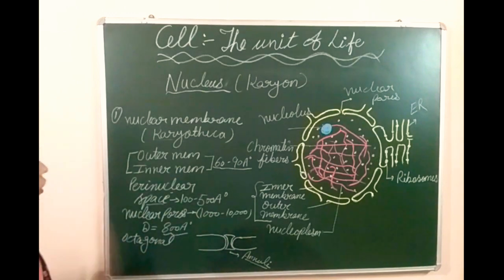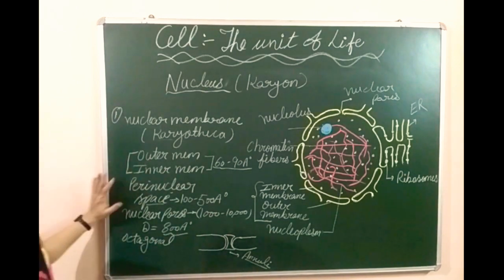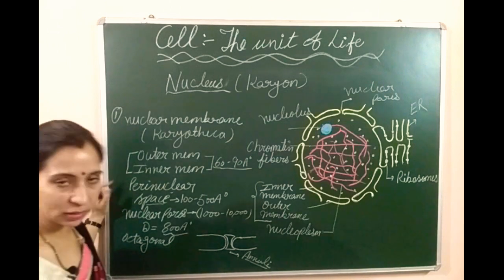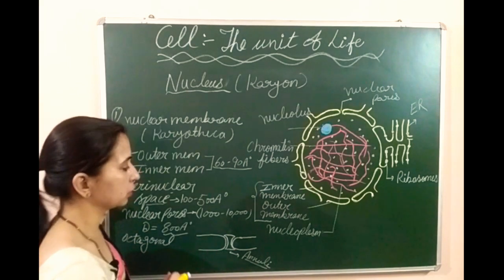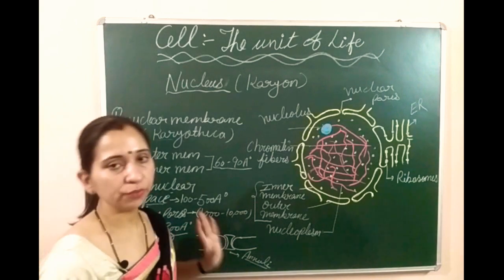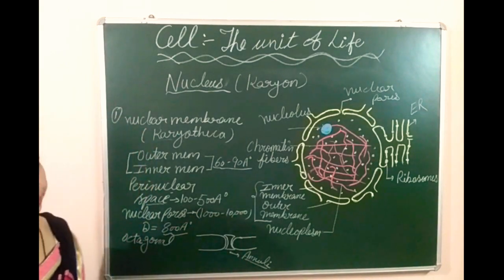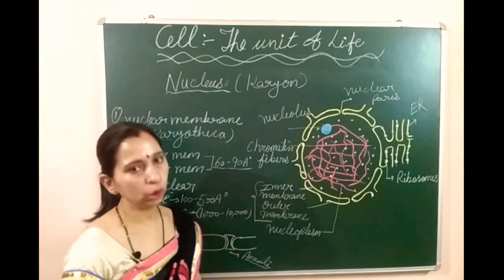So this is about the nuclear membrane. Two membranes, outer membrane and inner membrane. Between these membranes, the space present is the perinuclear space. And they have pores, which are responsible for controlling the transportation of material from inside to outside of the nucleus.